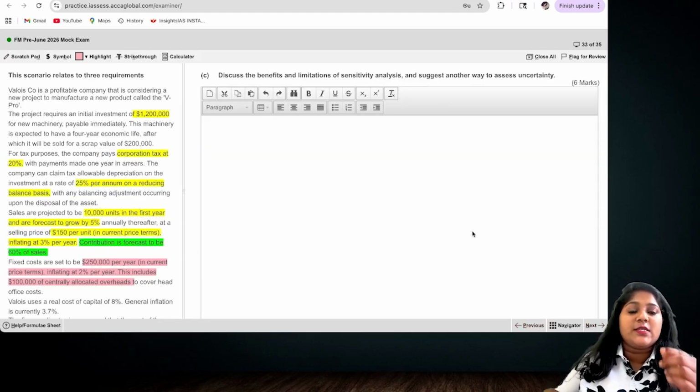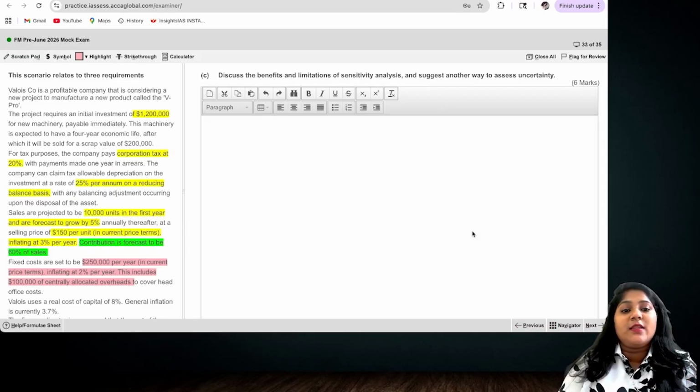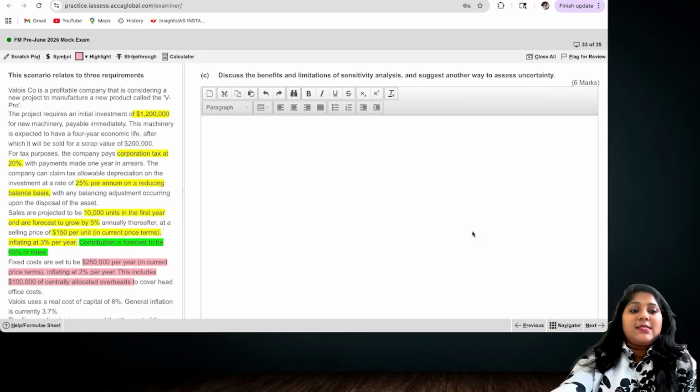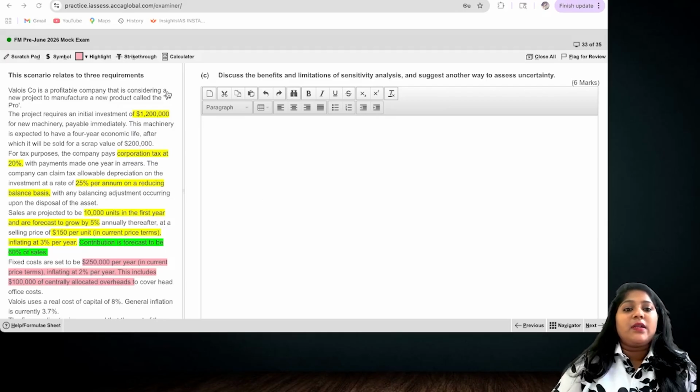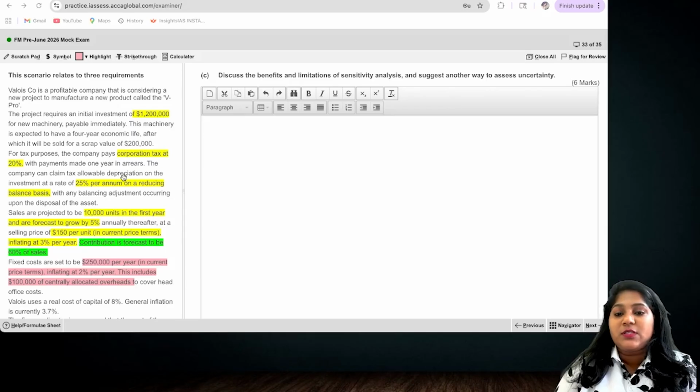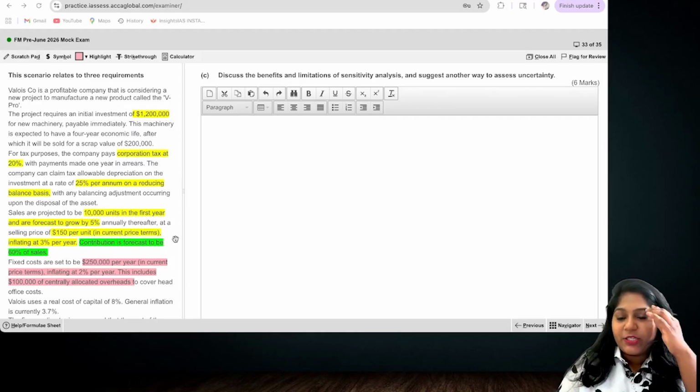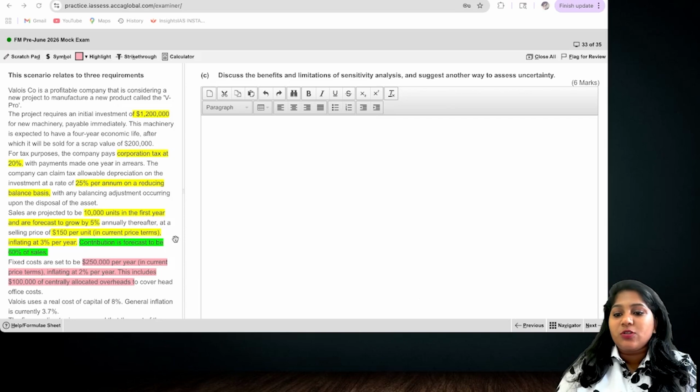The next question is, discuss the benefits and limitations of sensitivity analysis and suggest any other way to assess the uncertainty. Guys, I wouldn't say it's a simple question, but you have to discuss both. You have to discuss the sensitivity analysis benefits and limitations, but you should also suggest any other methods that we have.